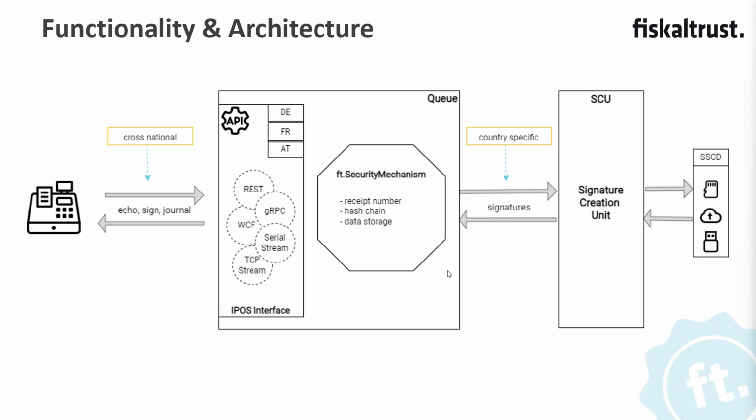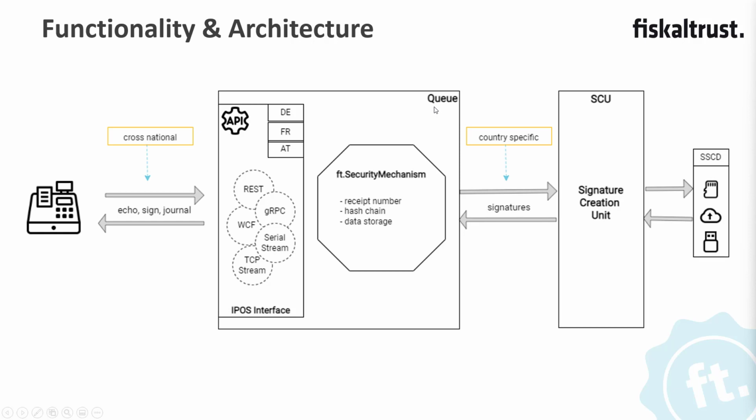But we just think it makes sense to assign a unique receipt number and to also add the receipts to a hash chain so that they are tamper-proof. Also, the security mechanism covers the data storage. So this also is configurable and integrates therefore hopefully very well into your existing ecosystem. All of this business logic that we have seen until here is covered in a component we call Queue.